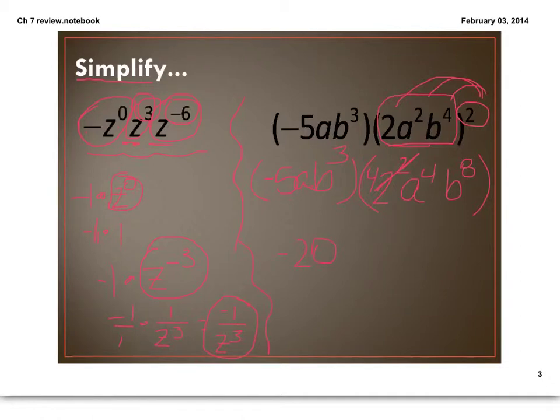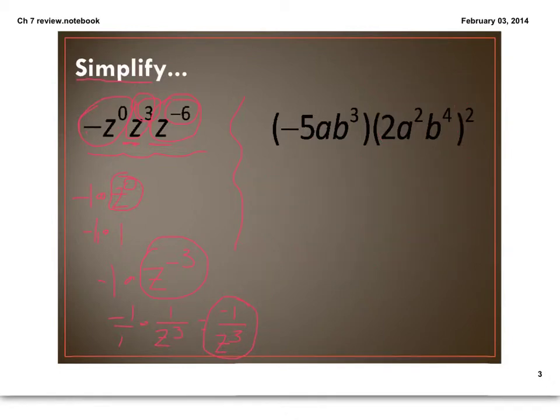And then we have a, and then that's the same thing as saying a to the first times a to the fourth would be a to the fifth. We add the exponents when we're multiplying. And then b to the third power times b to the eighth power would be b to the 11th power. And that would be my answer right there.